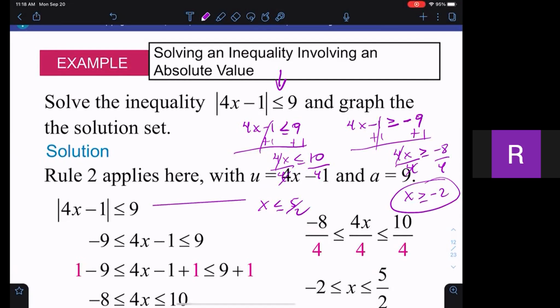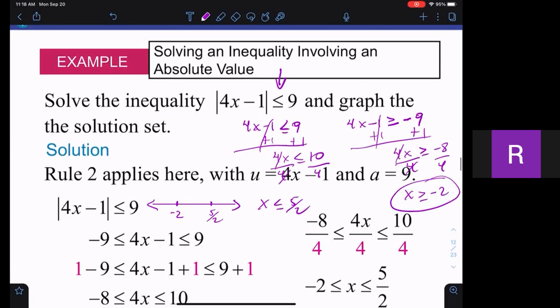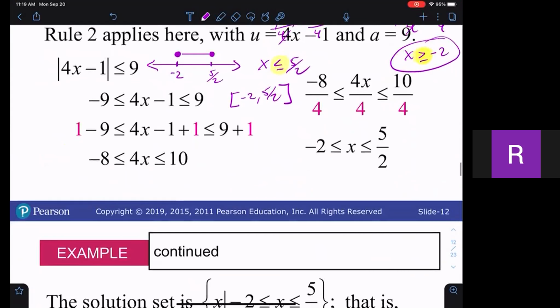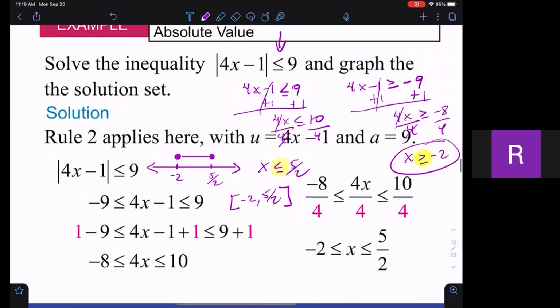Now, because this is an and situation, we're looking for the overlap, right? So this is negative 2, and this is going to be 5 halves. So both are closed because they have this part here. When they're less or equal or greater or equal, that means that it's included, and that's supposed to be your graph. So your ordered pair should be negative 2 to 5 halves, that's your final answer for this problem, right? And they put it in interval notation, which is the same as I have, right?